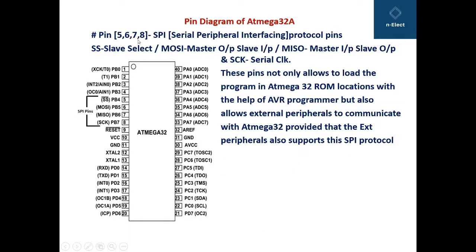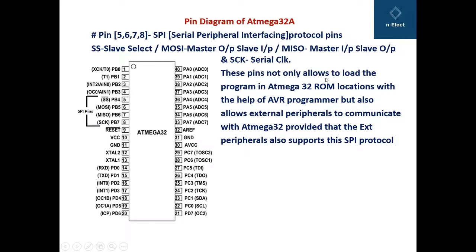Pin number 5, 6, 7 and 8, as you can see here, these are the serial peripheral interface protocol pins, which is also called SPI protocol pins. These are SS, which stands for slave select, MOSI, that is master output slave input, then MISO, that is master input slave output, and SCK, that is serial clock.